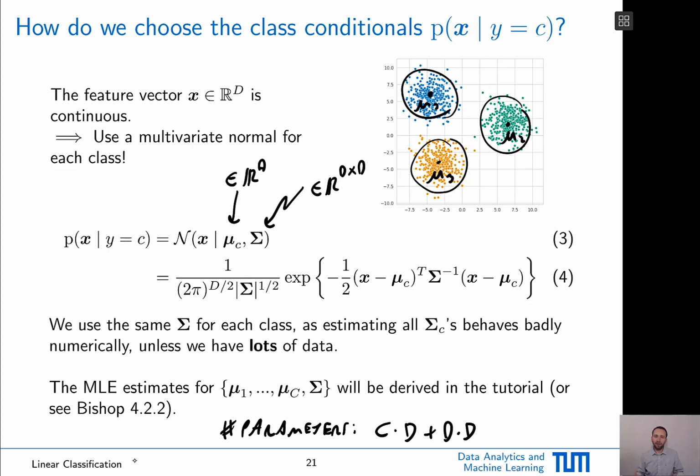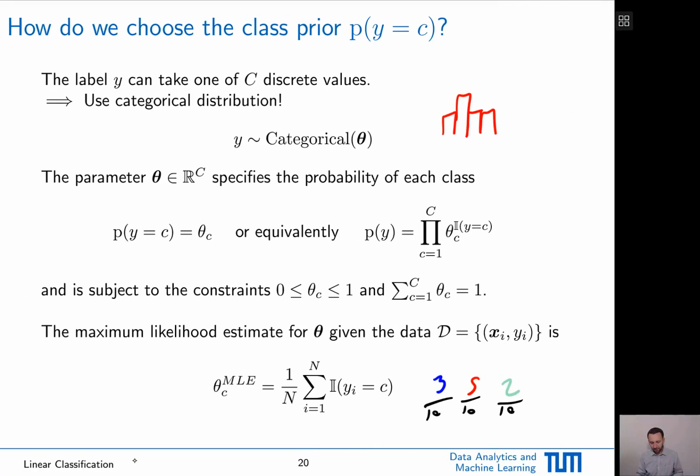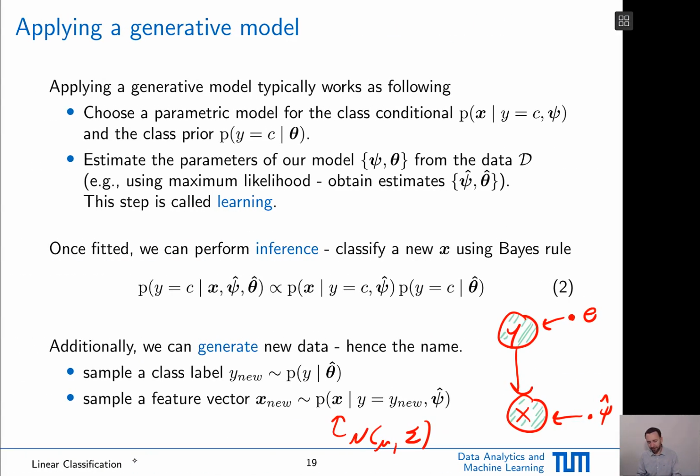And then more or less we are done, right? Now we have solved these two steps, right? We have picked our model family, here categorical, here multivariate Gaussian with a shared covariance matrix, and we know how to learn these parameters, right? So we are done with the learning step, and now we can apply this to new data. You can apply this to new data by just plugging in the values, right?